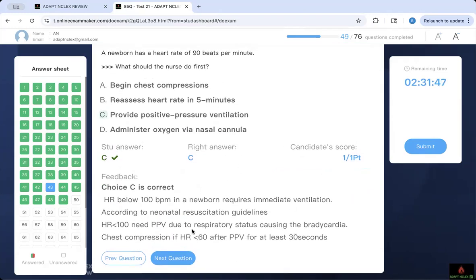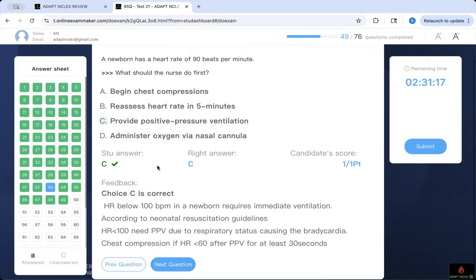And write this down. If the heart rate is less than 100 in a newborn, they require immediate ventilation. That is positive ventilation. Right? That's neonatal resuscitation. You do chest compression if, after you give them positive ventilation for 30 seconds and nothing is happening and their heart rate is still low, especially if it's less than 60. But this is the concept.